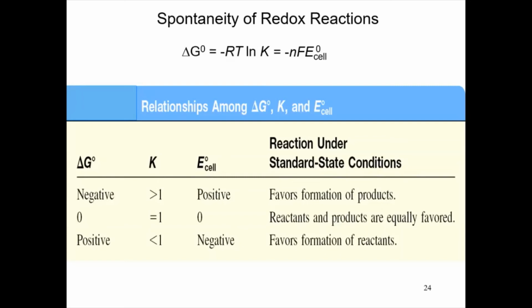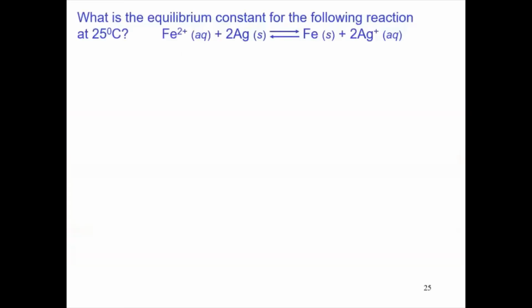All right, so time to do some math. What would be the equilibrium constant for the following reaction at 25 degrees Celsius? I have iron 2 reacting with silver to give me iron and silver ions. Remember, this is the equation we're going to be using. At 25 degrees Celsius, R is a constant, F is a constant. So the only variables here will be the potential, the number of electrons, and the equilibrium constant.